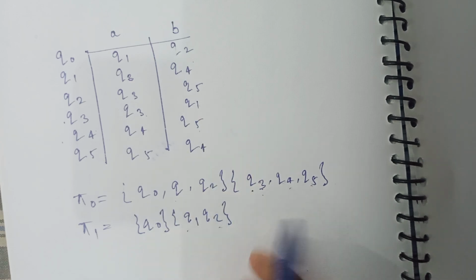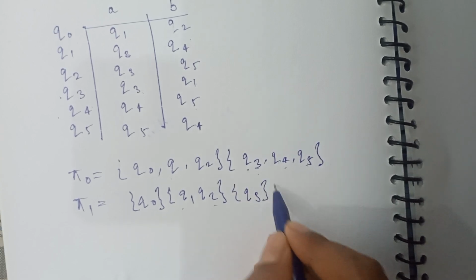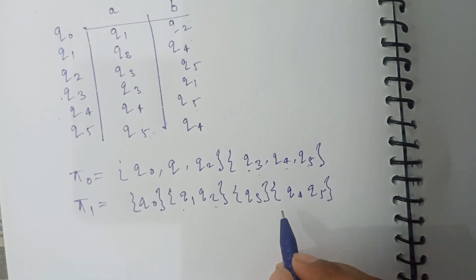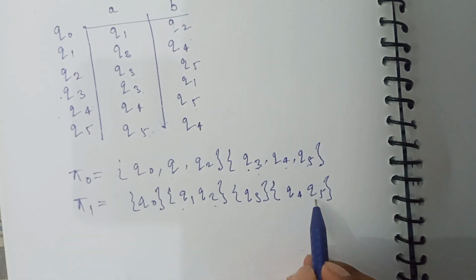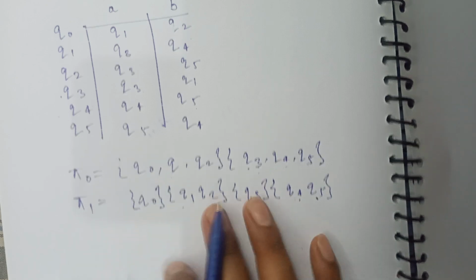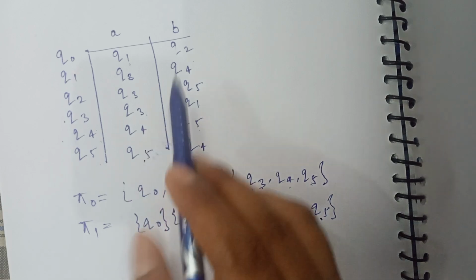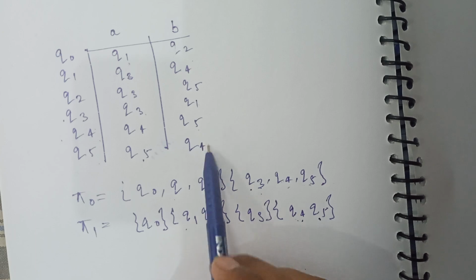So now we need to separate it. We will do it like Q3 in one group and Q4 and Q5 in another group. Okay, so Q3. Now let's check whether Q4 and Q5 lie in the same group or another group. So for A we will check if Q4 and Q5 lie in the same group, and for B we will check if Q4 and Q5 lie in the same group.